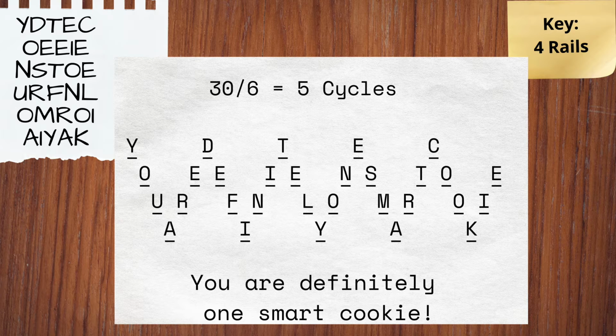Did you get it right? Then you're definitely one smart cookie. So as you can see, the rail fence cipher is simple to use, and that is a great strength. But that simplicity is also its greatest weakness from a security perspective.